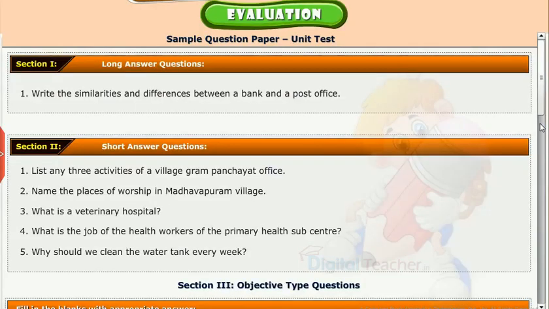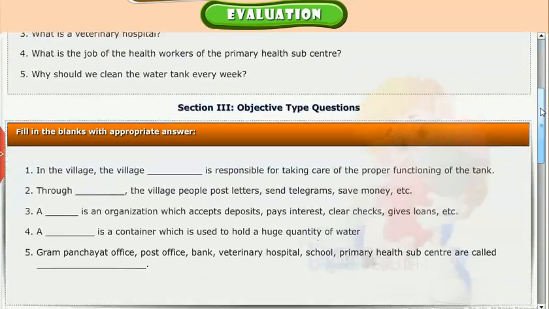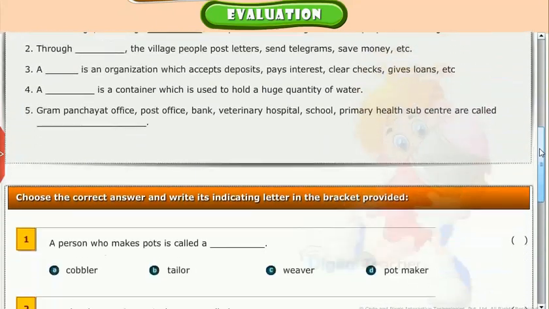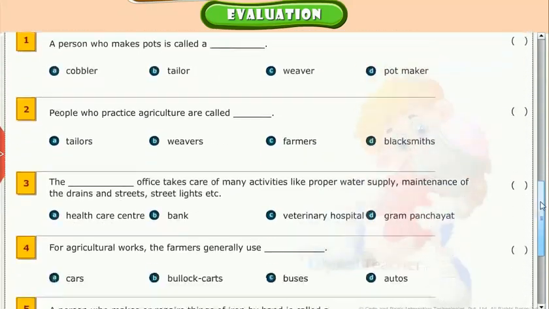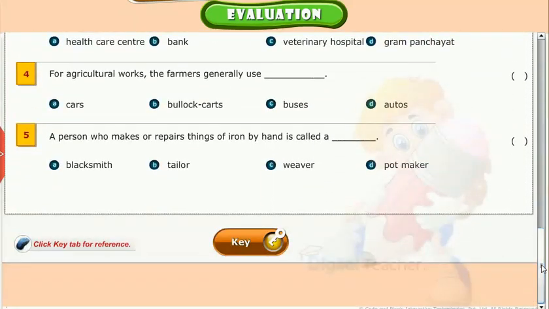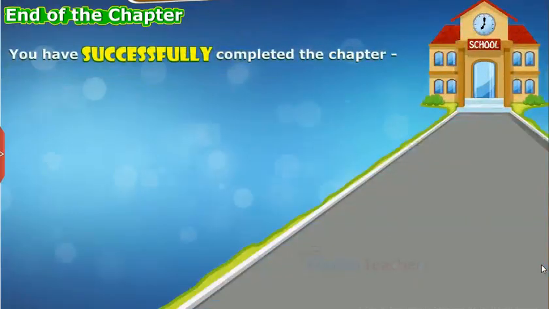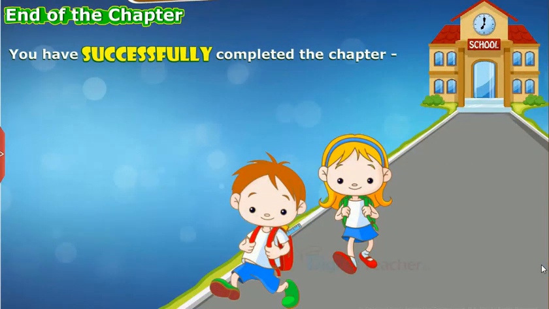Evaluation. Test your understanding of the chapter by taking the mock unit test. You have successfully completed the chapter Our Village.